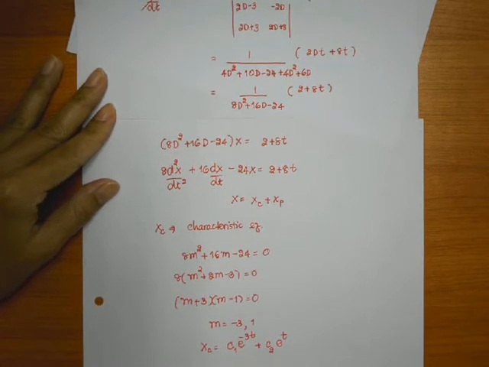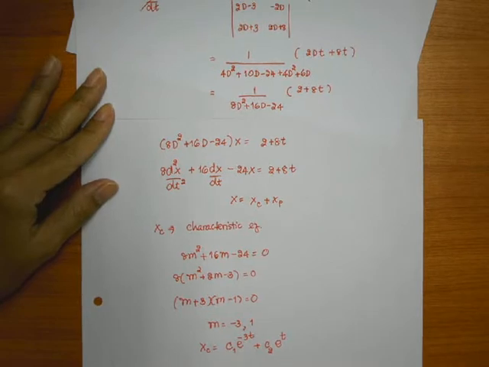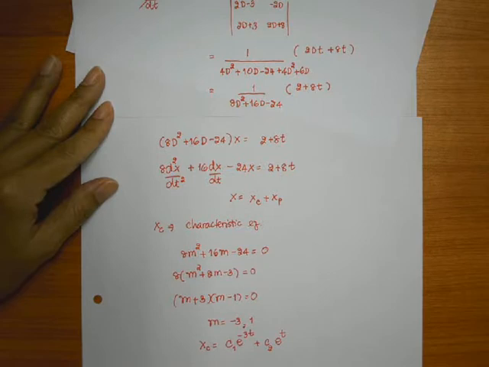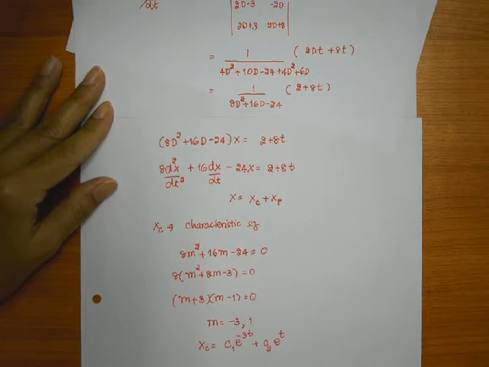And then the next step is just to find xp. For xp, if you take a look at the function of your f(t), which is equal to 2 plus 8t, 2 plus 8t is in the form of a UC function. So the way that you find xp, you can use our first method, which is called undetermined coefficients, or you can use the operator method, or you can use variation of parameters.